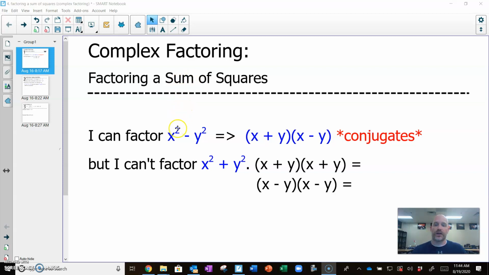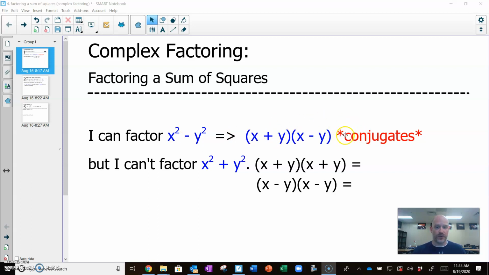So first, if we go and look back and think what we know about factoring a difference of squares, you already know that you can factor x squared minus y squared. That is the definition of a difference, minus sign, of squares, x squared and y squared. That will always factor into x plus y times x minus y, which you hopefully remember are conjugates of each other. That's why they eliminate that middle term, because they're conjugates, okay?